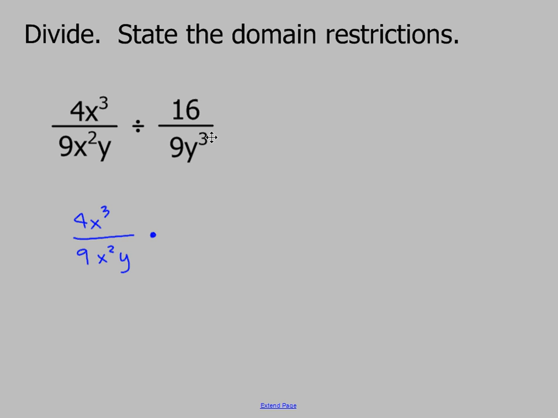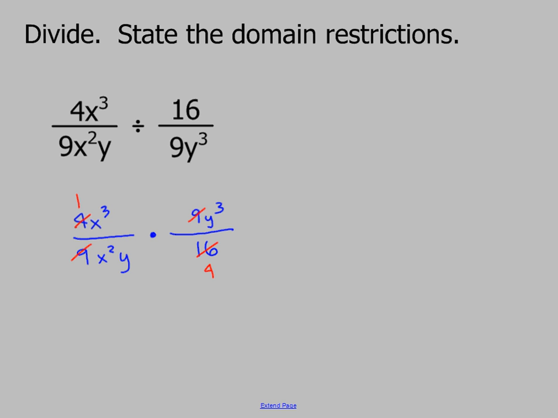So the 16 used to be on the top, now it's going to be on the bottom. The 9y to the third used to be on the bottom, now it's going to be on the top. So 9y to the third. Now it's a multiplication problem, which is what you just got done doing. And you also discovered that that's basically the same as just simplifying. So the two 9s are going to cancel out. For the 4, it goes into 4 one time, it goes into 16 4 times.